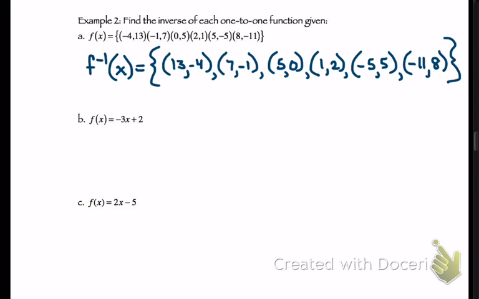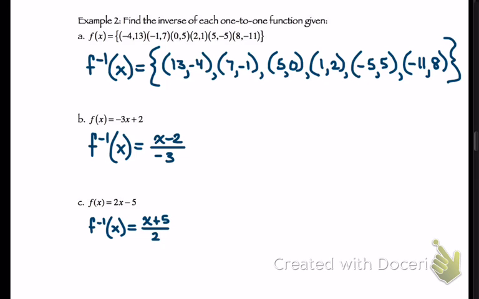Letter B, how do I find the inverse? Well, think. It's being added by 2 and multiplied by -3. What is the inverse, or what is the opposite of that? Well, I'm going to simply subtract 2 and divide by -3. Voila, there's my inverse. Letter C, same deal. I'm subtracting 5 and multiplying by 2. The inverse, I would add 5 and divide by 2. There would be the inverse of that function.